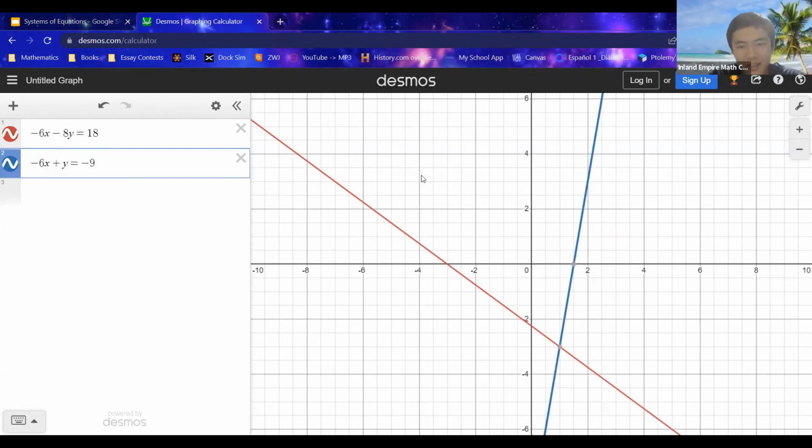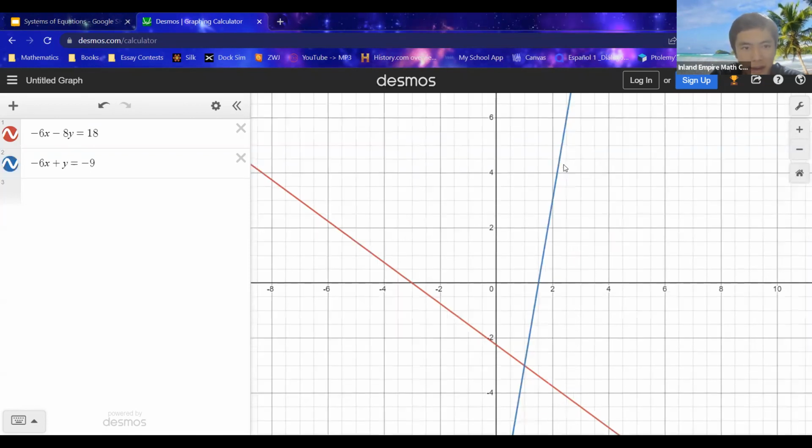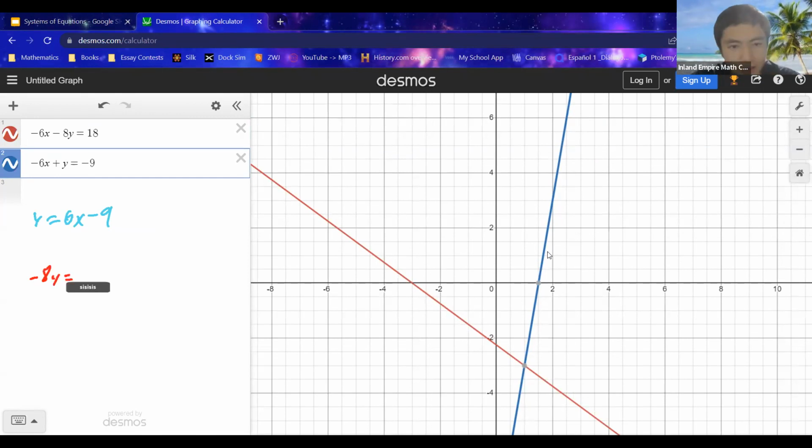Okay, so as you can see, these equations actually correspond to lines, right? This equation corresponds to the red line here, and this equation corresponds to the blue line here. And some of you might ask, okay, so why are these lines corresponding to these equations? Well, the lines are called the graphs of these equations, and a graph of an equation is simply the set of all points that satisfy the equation.